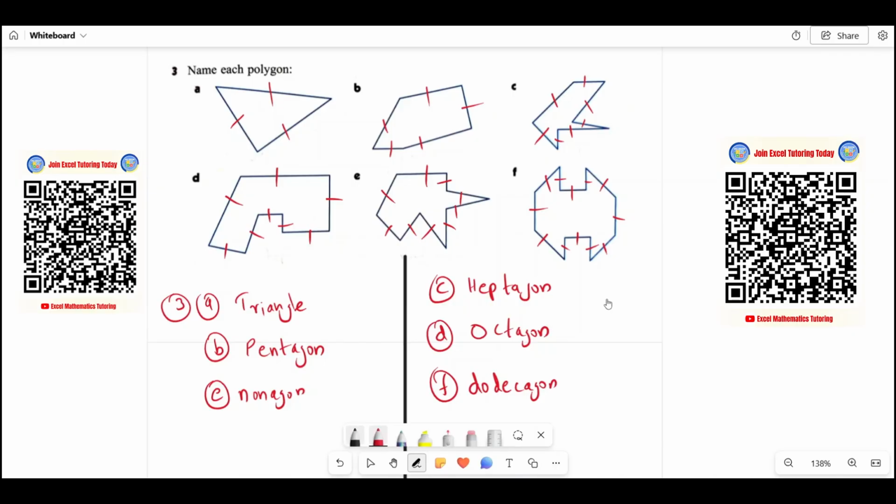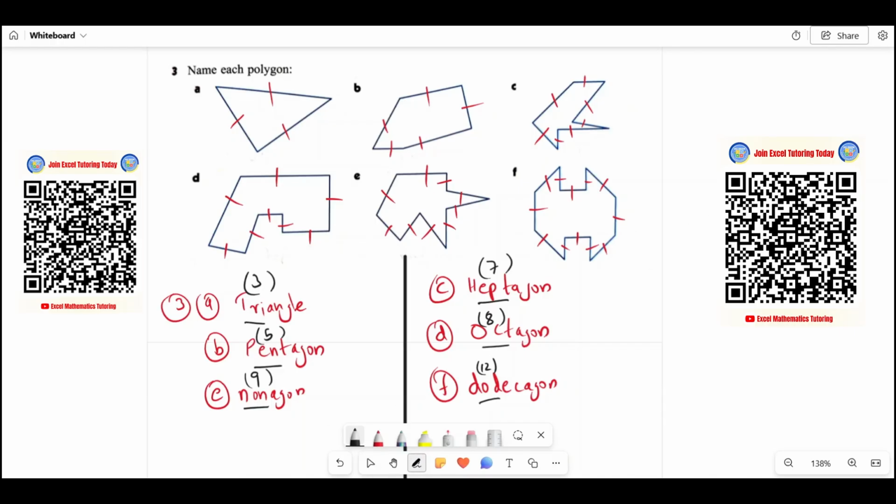So hepta stands for 7, penta means 5, non means 9, octa means 8, dod means 12. So by this logic we usually name the polygons, and the end part is according to the number of sides.